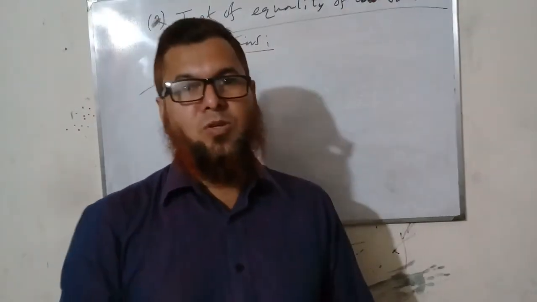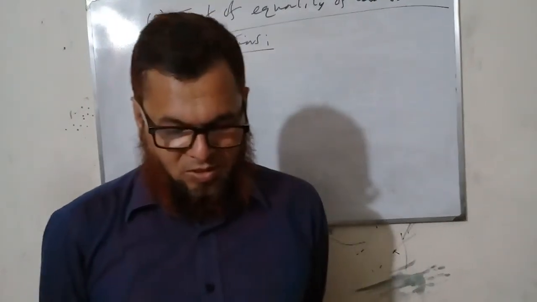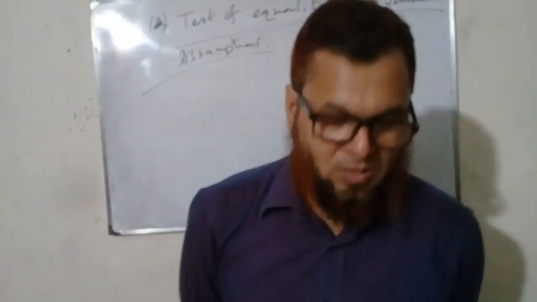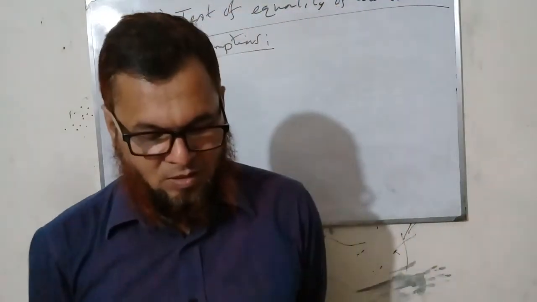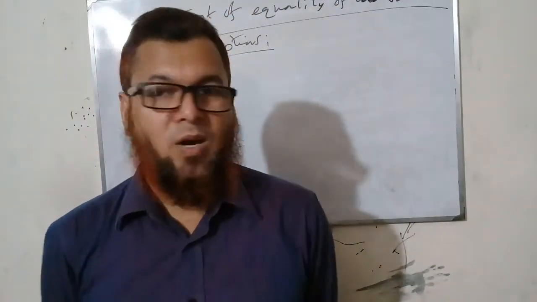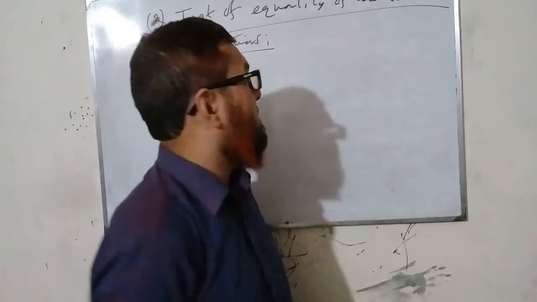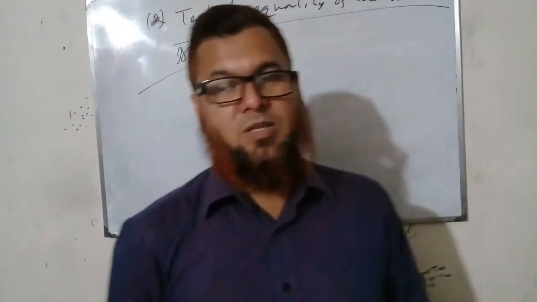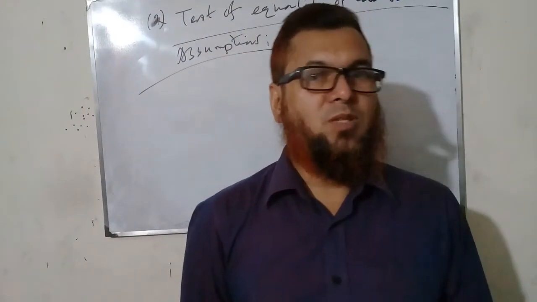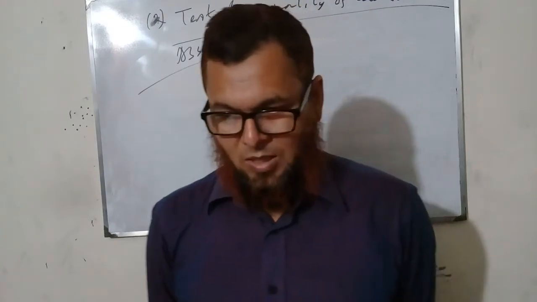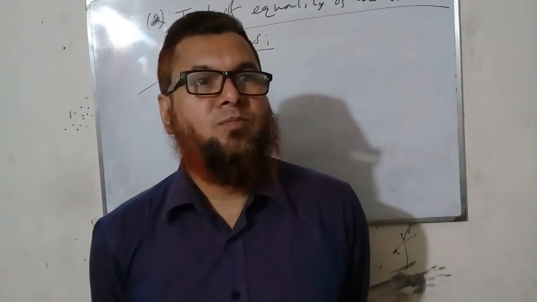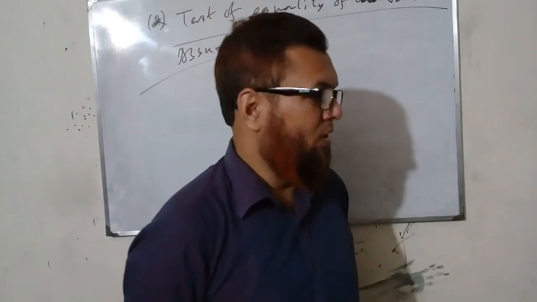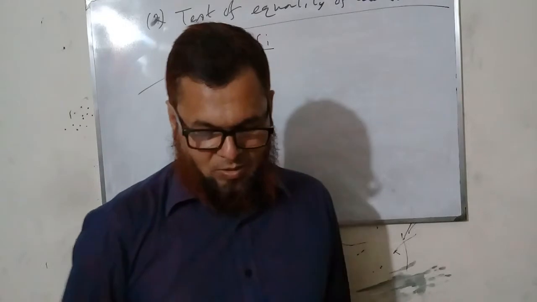Two random samples are drawn from two normal populations. The two samples are independent. Population means mu1 and mu2 are unknown. These are our assumptions for the test of equality of two variances.